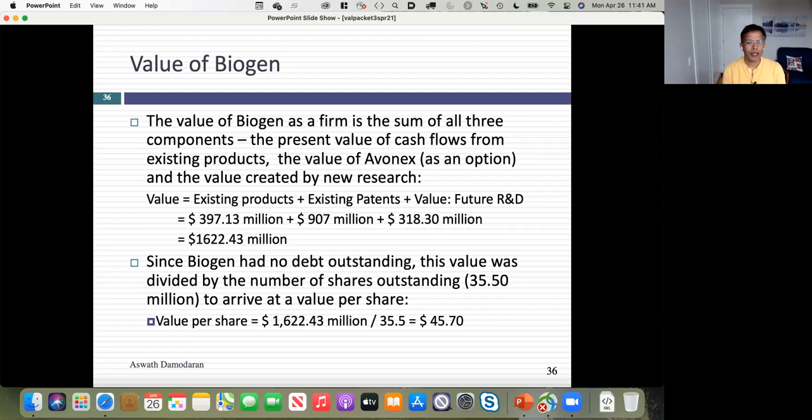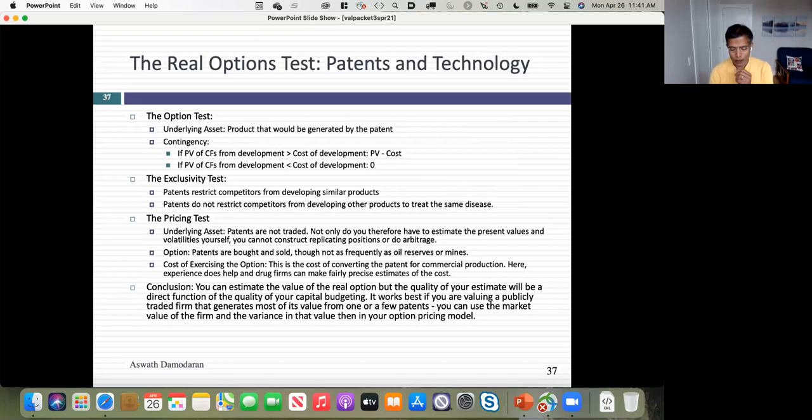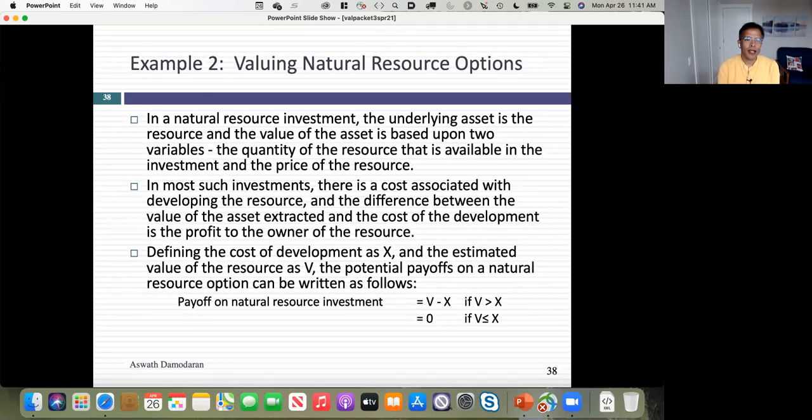Any other questions on patents? So let's talk about natural resource options.